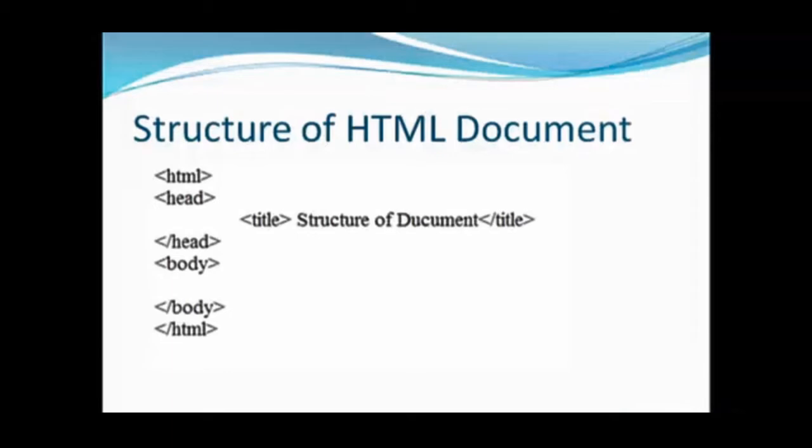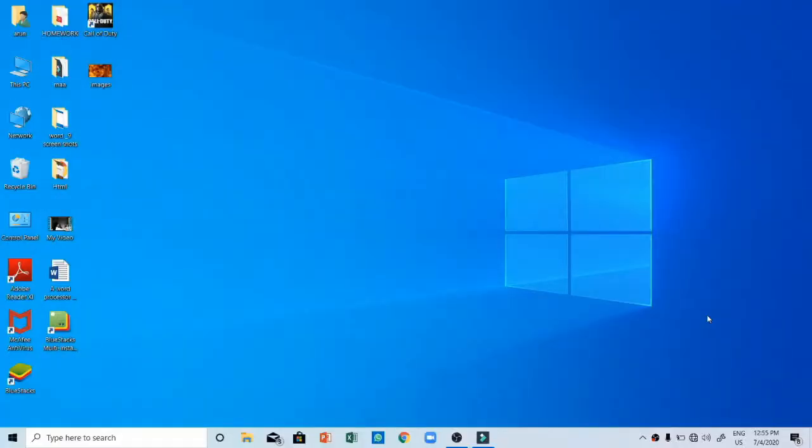We need a text editor. I told you we have two types of text editor. One is the plain text editor, which only allows you to type the text, but no color or any other formatting is allowed. Apart from that, we have the graphical text editor, the what-you-see-is-what-you-get text editor. So first let us start.